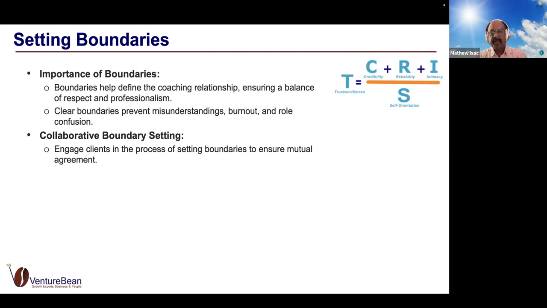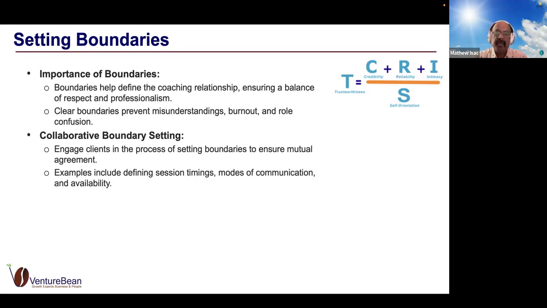It has to be collaborative with the client, so that there is clear mutual understanding. Basically, it's about session timings. How do we communicate? Availability, outreach. When can you contact?